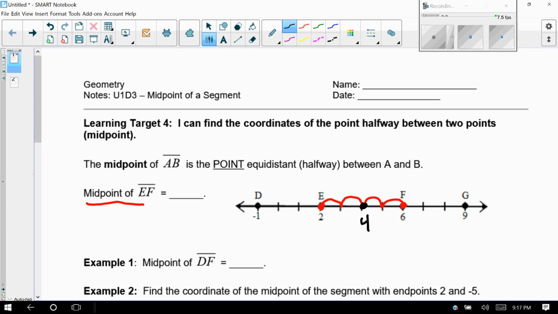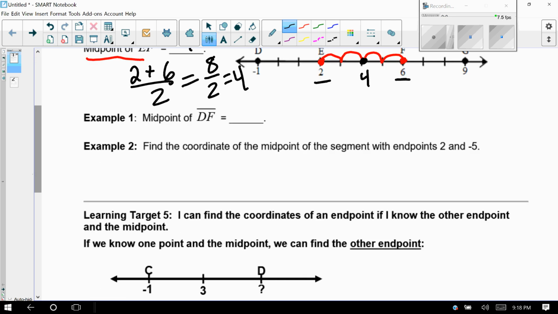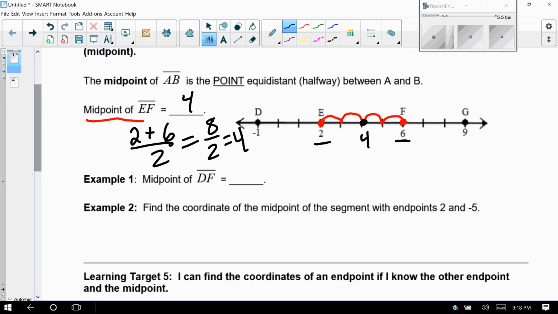So the method we're going to use to figure this out is the midpoint formula, okay? So we're going to add them up and divide by 2. E is at 2, plus F is at 6, and then divide that by 2. 6 plus 2 is 8, divided by 2 is 4. So that'll give us our coordinate for the midpoint, which is what we got. So we need to know the actual formula because we're not going to always be given a number line. It could be on a coordinate grid, and we'll be using different things.